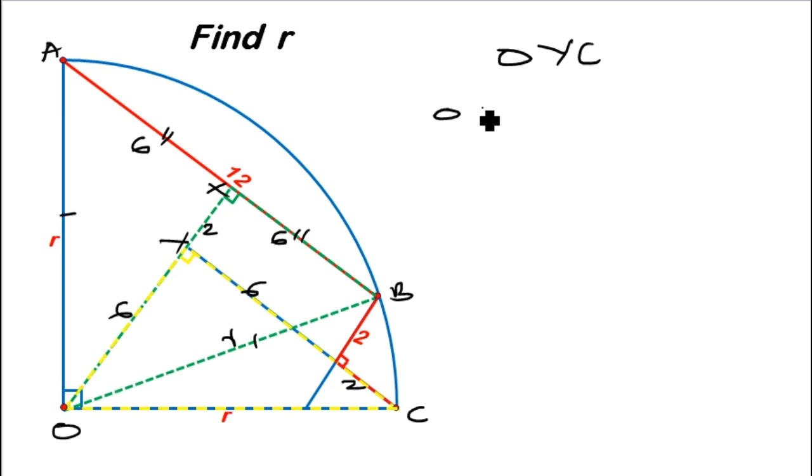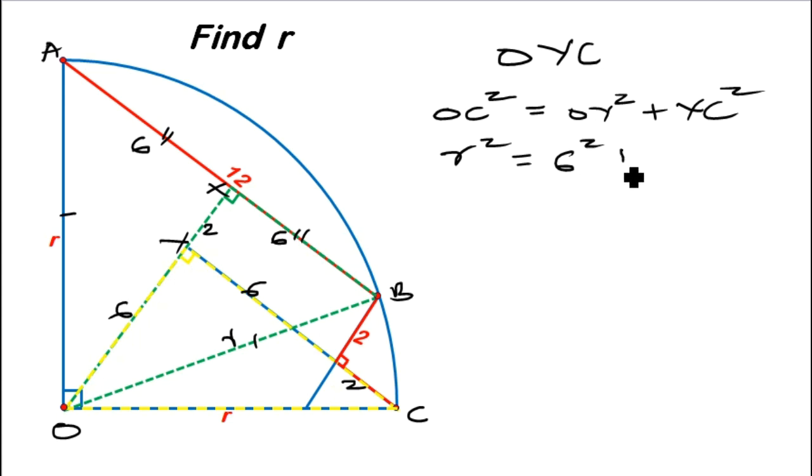So when you use Pythagoras theorem, OC squared is equal to OY squared plus YC squared. From O to C is the radius R. So R squared is equal to 6 squared plus 8 squared, since from O to Y is 6 and from Y to C is 6 plus 2, that is 8. So for you to get R, you simply take the square root on both sides of the equation.